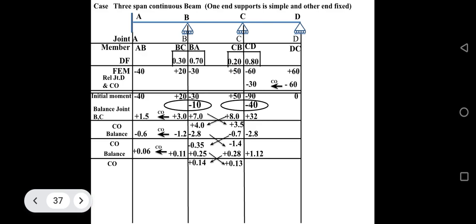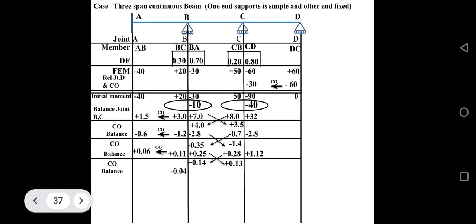Always remember, when you carry over any moment, your calculator must be in the fixed mode. After the decimal, it should give the answer in 2 digits. If you don't know how to do it, I request you to call me and get it cleared. Now, whatever carryover moments we have got need to be multiplied again with the distribution factor.